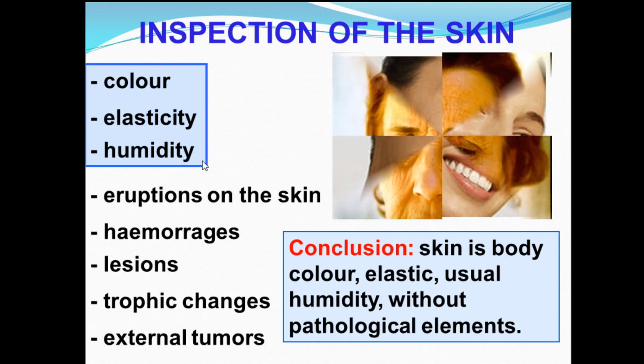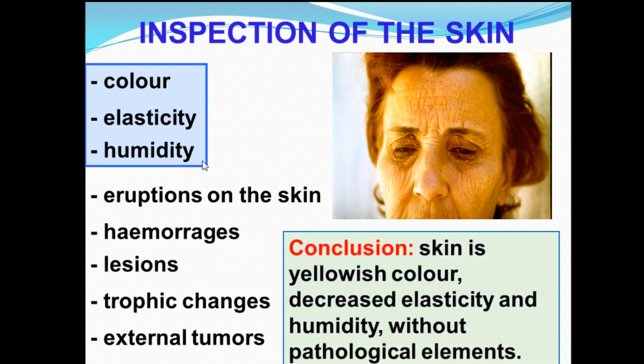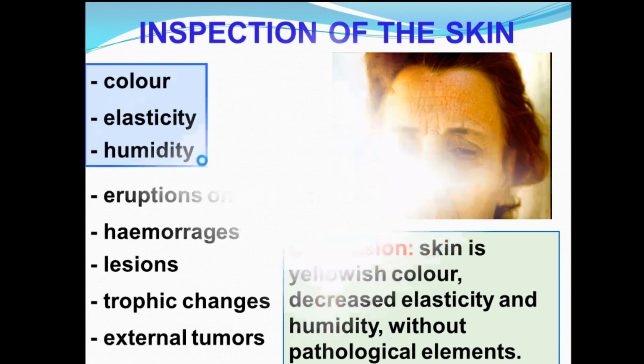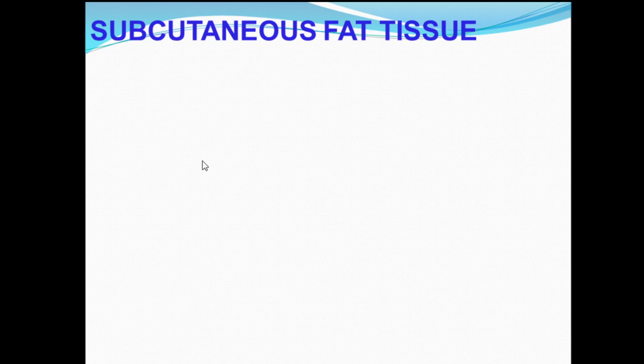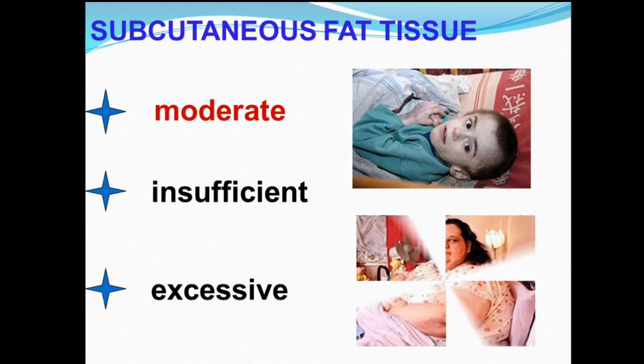Let's see another patient, and our conclusion will change. Skin is yellowish color, decreased elasticity and humidity, without pathological element. We'll train during practical classes and I think your knowledge will be deeper. Subcutaneous fat tissue is tightly correlated with patient weight and assessed as moderate in norm, insufficient or increased or excessive in pathology.